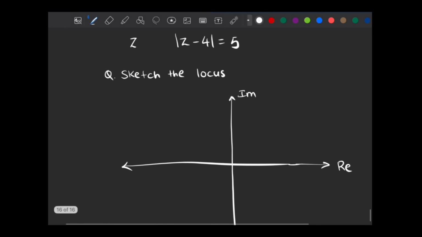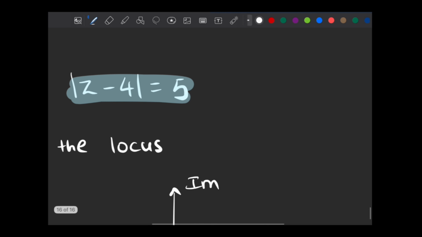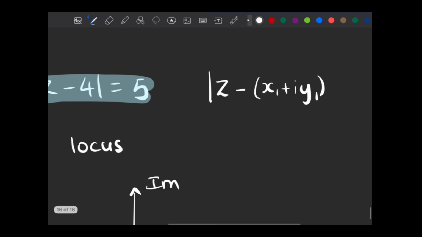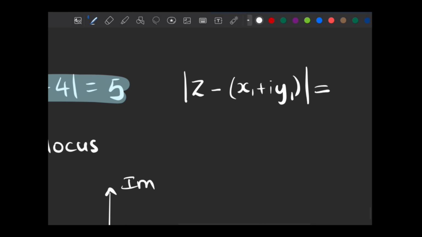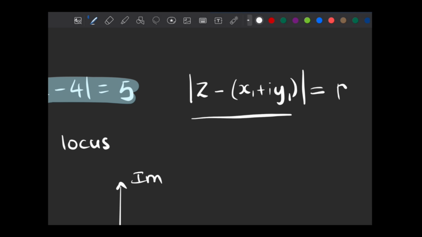So if you remember, this looks like the form of a circle. Any complex number z minus some complex number z1, the distance between those points, equals some fixed radius r. This describes a circle with center x1 and y1.